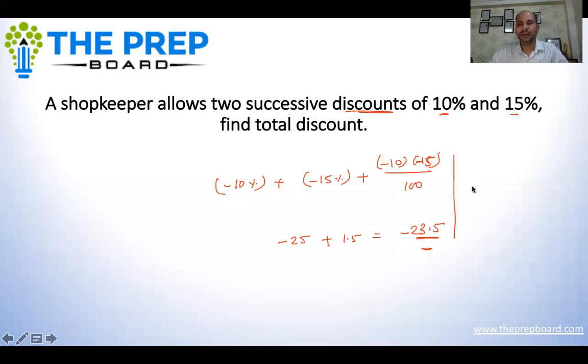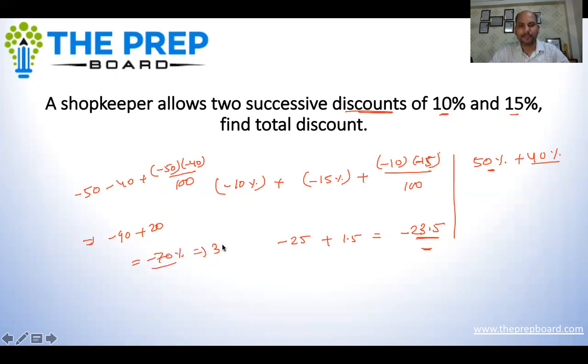You must have seen in recent days, a shopkeeper says the discount is 50 plus 40% discount. So it does not mean it's a 90% discount. When we say 50% plus 40% discount, it means minus 50, minus 40, plus minus 50 into minus 40 over 100. What will happen? It's minus 90 and plus 20. It will be minus 70%. It means you will have to pay 30%. But what general people think is that they're supposed to pay only 10%. So they end up paying 3 times what they initially think.